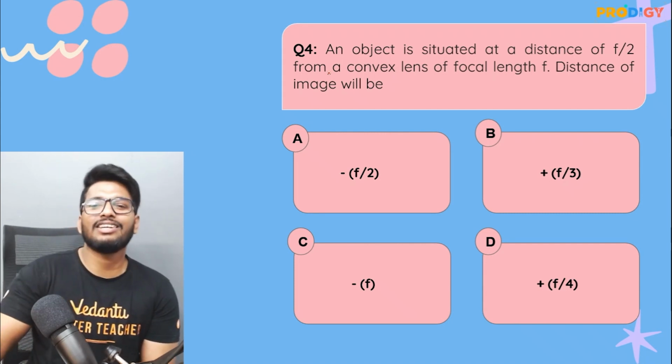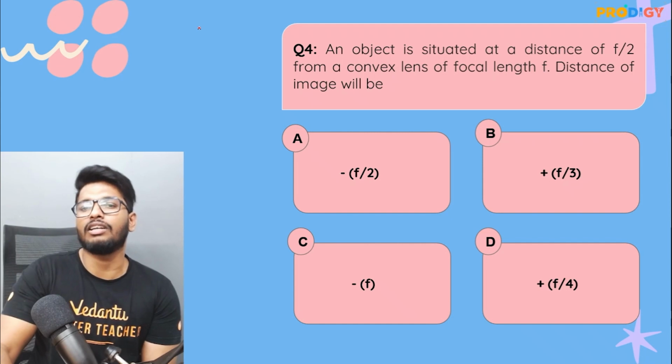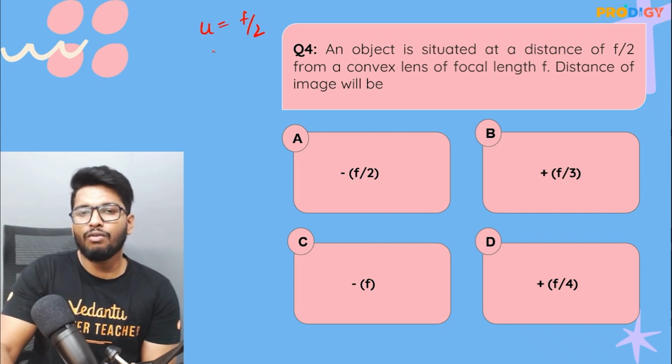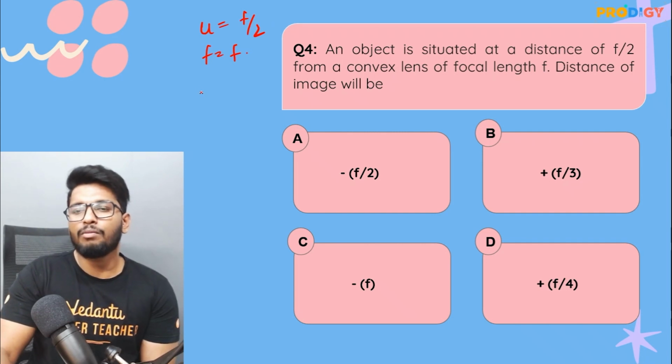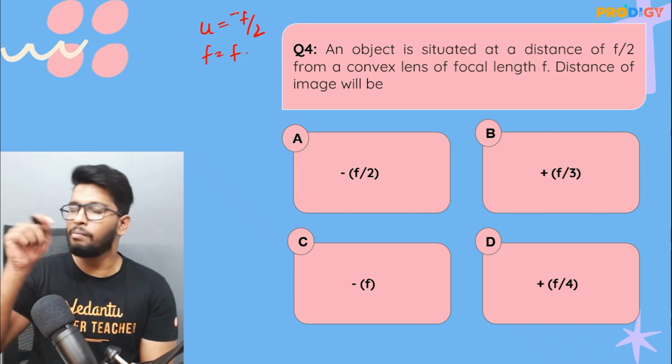All right. Now here's the thing, guys. First of all, write down what is given to you. Object distance u is given as f by 2. Focal length is given as f. Now, it's a convex lens, so object distance will always be minus. So it will be minus f by 2.